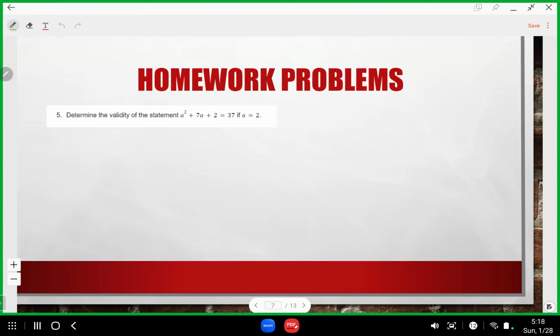Number 5 is determine the validity of the statement a squared plus 7a plus 2 is equal to 37. Okay, so same thing. Plug it in and verify if it's correct or not. All right, left side should be equal to the right side. More on that equality later.